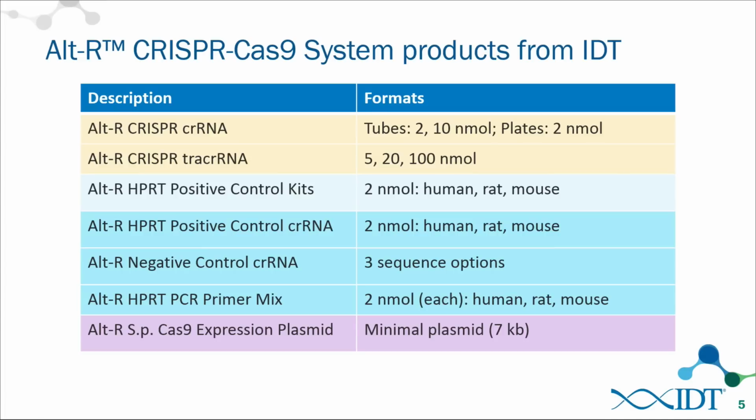And then finally, we do offer the Alt-R Pyogenes Cas9 expression plasmid, which is a stripped-down minimal plasmid, size is about 7 kb for expression of Cas9.